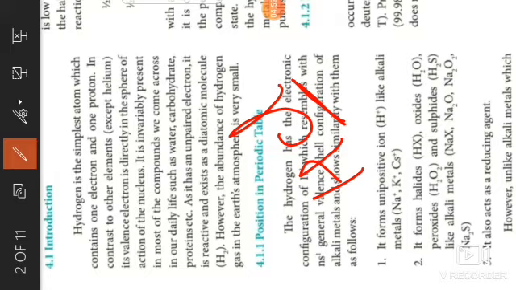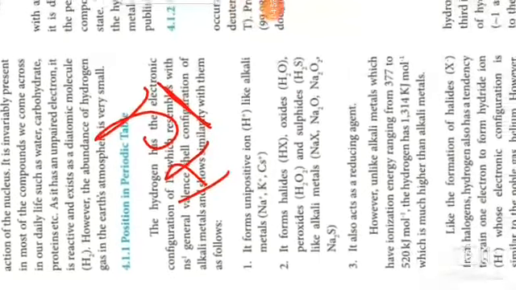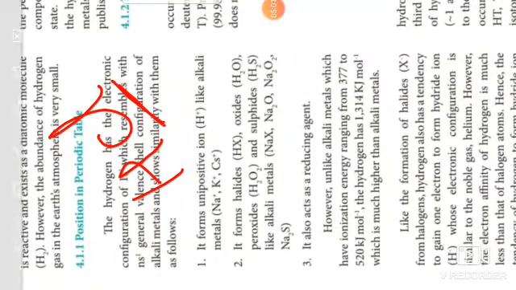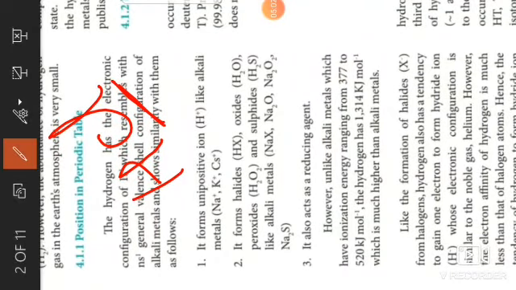Next, it also acts as a reducing agent. So what is meant by reducing agent? The alkali metals have ionization energy ranging from 377 to 520 kilojoule per mole. Hydrogen has 1,314 kilojoule per mole, which is much higher than the alkali metals. So why is it a reducing agent?